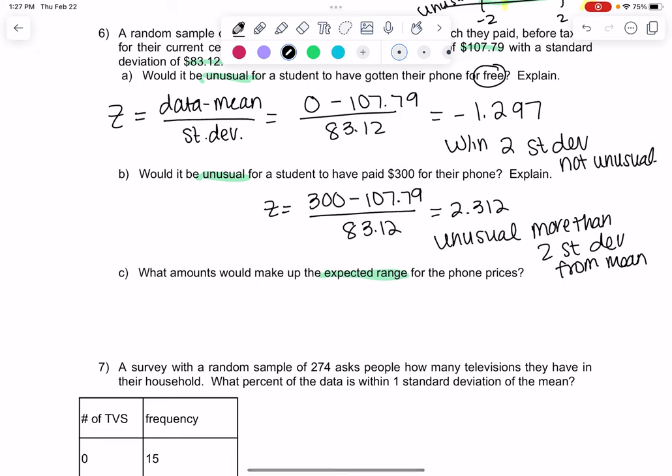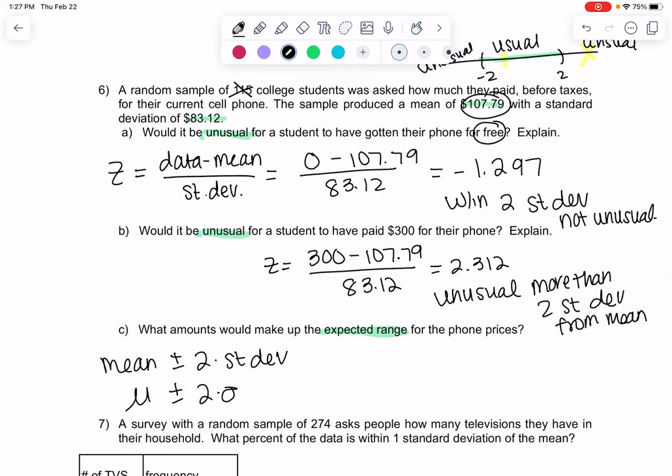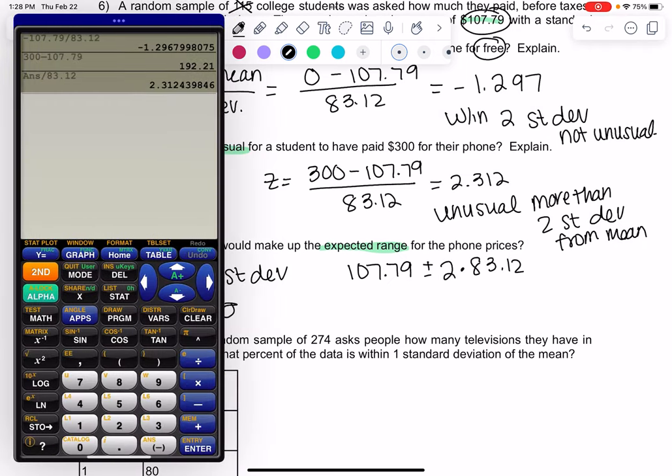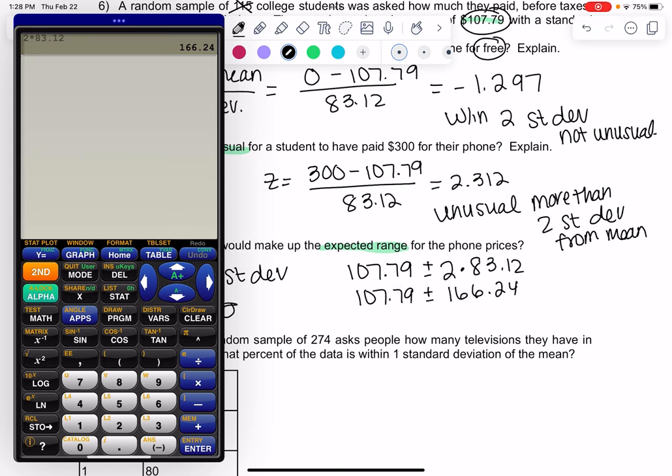And then expected range, another formula we're going to use a lot. So it's the mean, or you can say mu, plus or minus two standard deviations, or plus or minus two sigma, whatever you like better. So we're going to take our mean, which was 107.79, and add two times the standard deviation. The two, again, is coming from 95% of the data is within two standard deviations. So we'll pull that calculator out again. 2 times 83.12. So we get plus or minus 166.24.